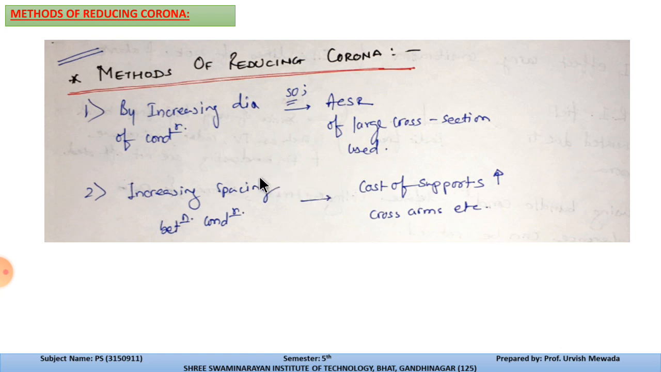Now the second remedy is we can increase the spacing between conductors, but when we increase the spacing between the conductors, the support structure will also change, and the cost of the supports, meaning the cross arm, will increase as we increase the spacing between the conductors.